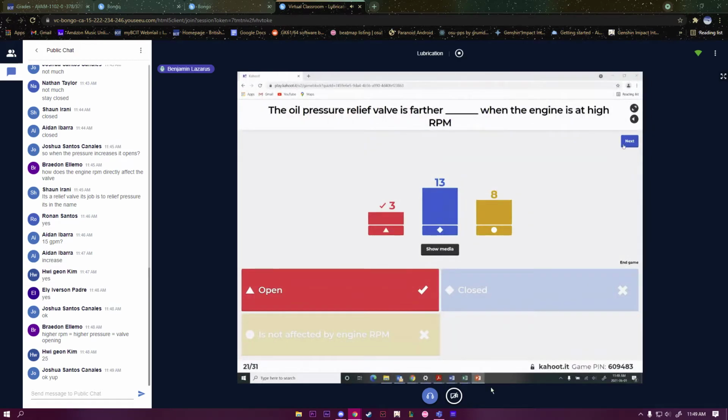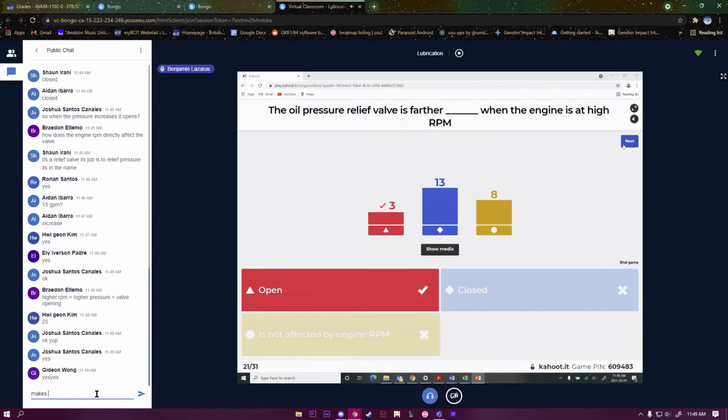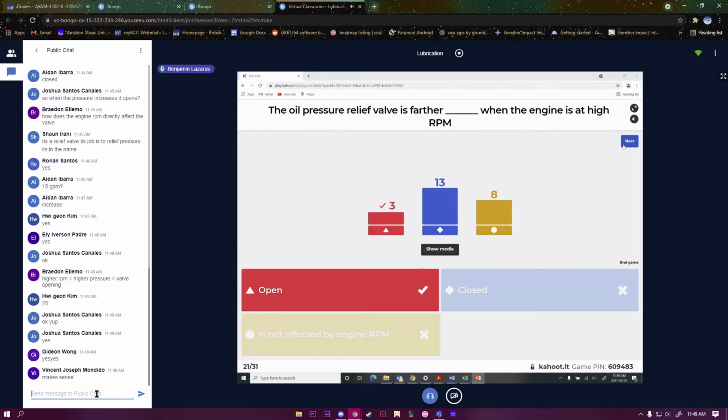Okay, so terrible result. Does this now make sense? Oil pressure relief is farther open when we're at high RPM, because we've got to do something with all of that oil.